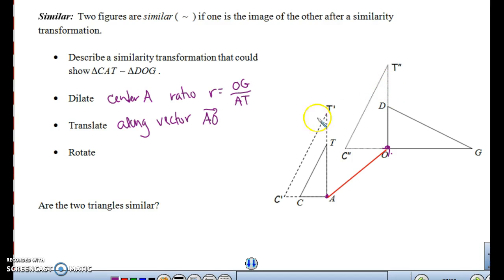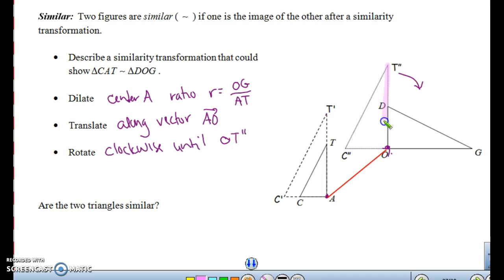Then I'm going to rotate. Well, how could I get these to line up? All I have to do is rotate this clockwise until OT prime, T double prime, I'll put it that way, this side right here, will coincide with OG. So this side ends up like this. This is going to turn like this until this ends up here.